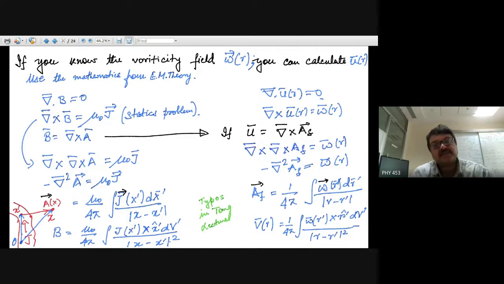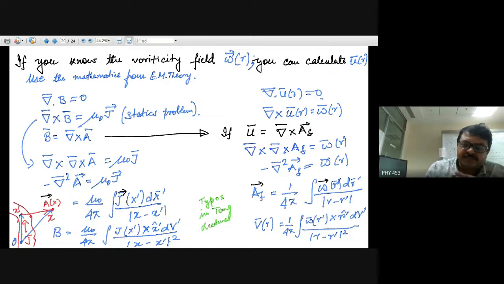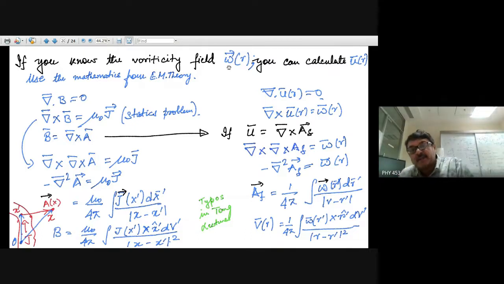The other reason we discuss vorticity is that vorticity can be an entire chapter, and it is also extremely important for turbulence. But here I'm just giving a quick introduction which will set up the next chapter. What I want to say is that if you know the vorticity field omega of r, and in some cases you might know the vorticity field, you can calculate u of r, the velocity field. And how and why is that?